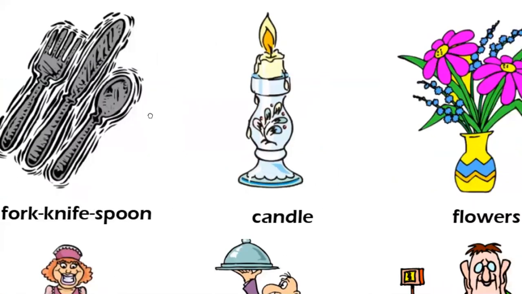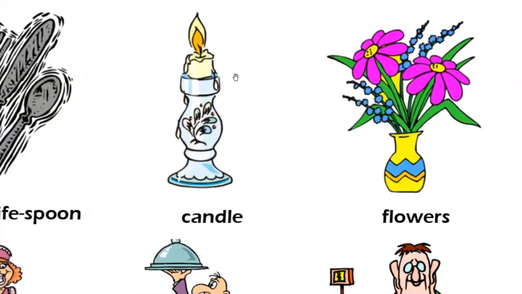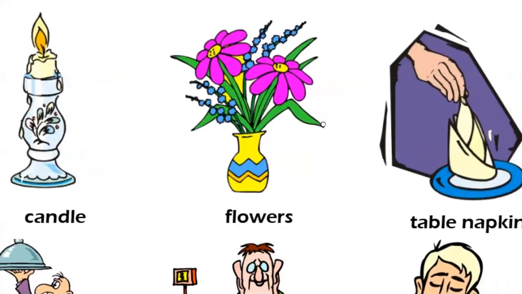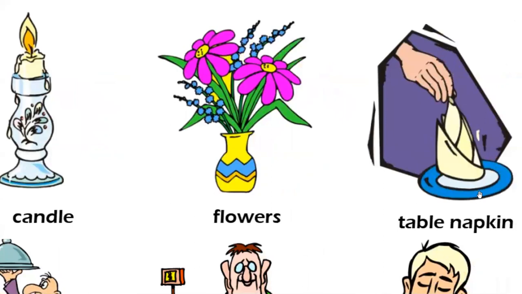Then on your table, maybe you can find also a candle. Normally, if it is a romantic dinner, you can have a candle and flowers, like this one, to decorate the table. And also in some restaurants, they put a table napkin that is reusable.